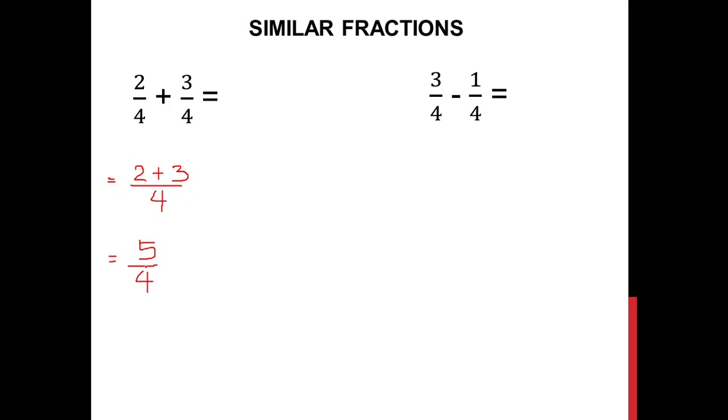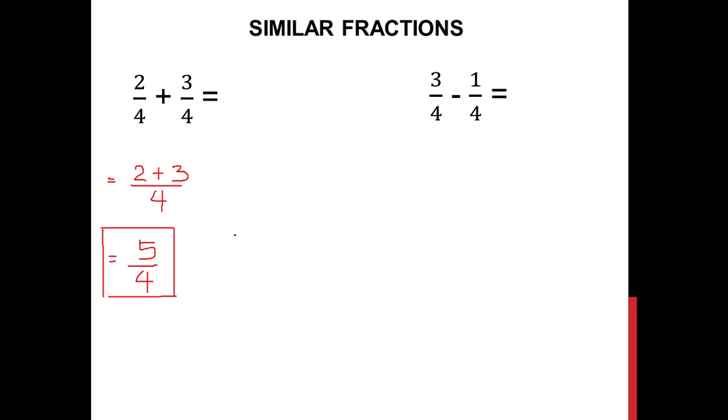since 5 and 4 do not have common factors and 5 is already a prime number, we can just stop here. Or, since this one is an improper fraction, because the numerator is greater than the denominator, we can transform this one into a mixed fraction. Improper fraction meaning the numerator is bigger than the denominator. So how do we transform this one?